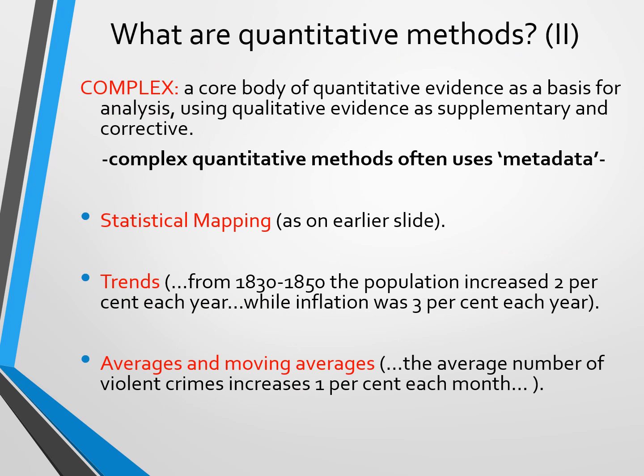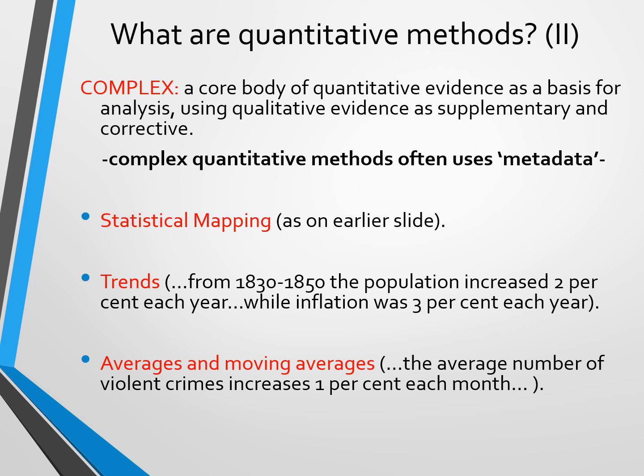Now that we've talked about basic quantitative methods, we need to talk about complex quantitative methods. Now, complex methods are ones in which we start with a core body of quantitative evidence as the basis for analysis, and we use qualitative evidence such as personal memoirs or popular opinions from the media and so forth, only as supplementary and corrective to our interpretation of the core quantitative evidence. So this is really a hardcore materialist method of operating here.